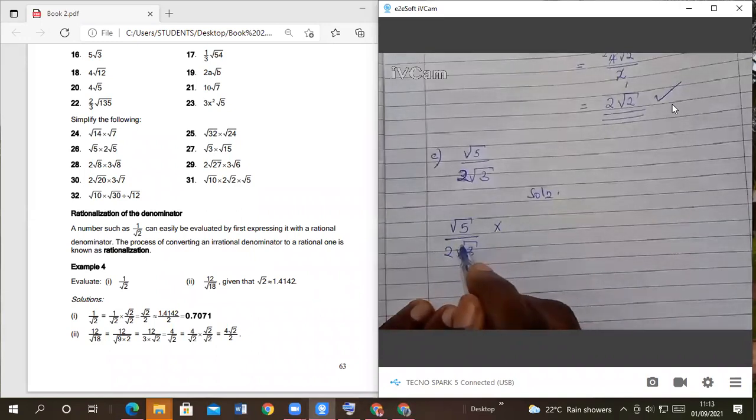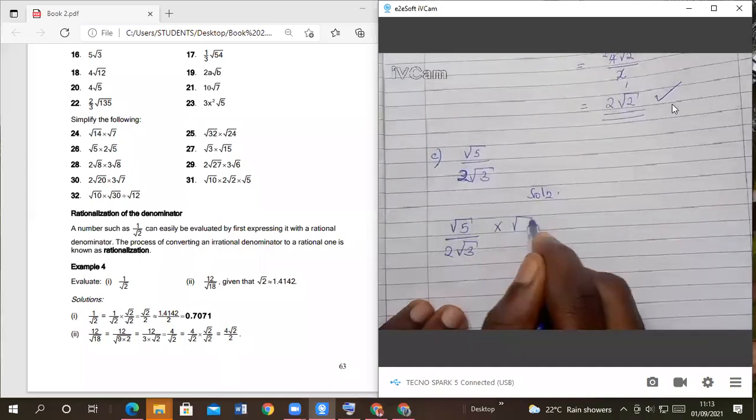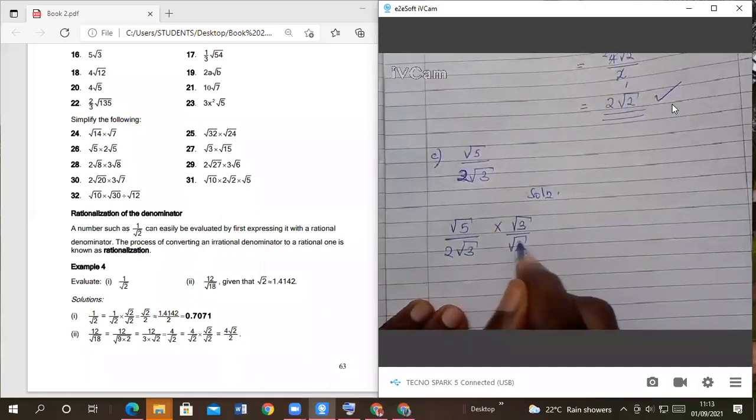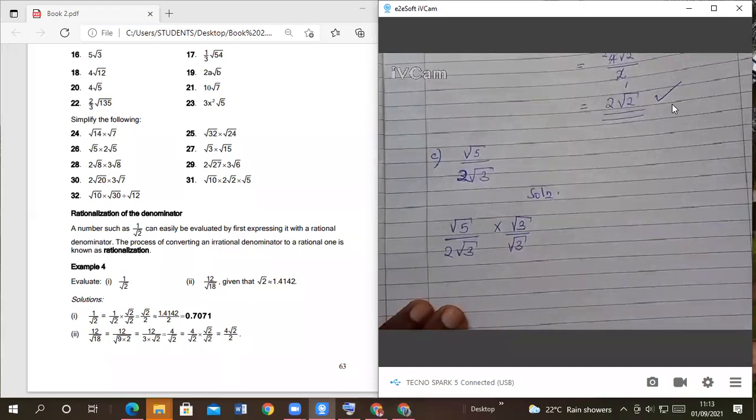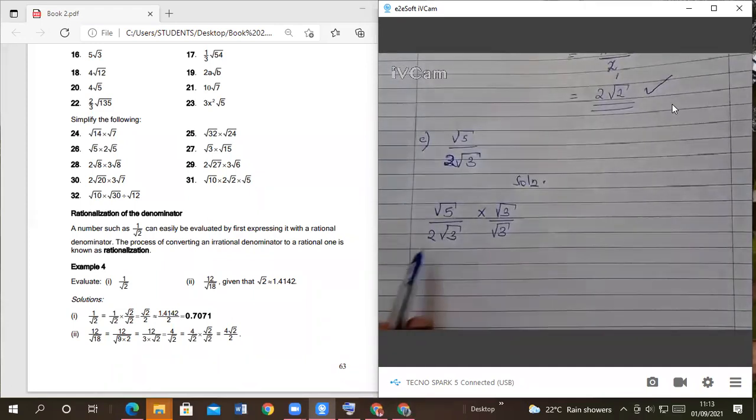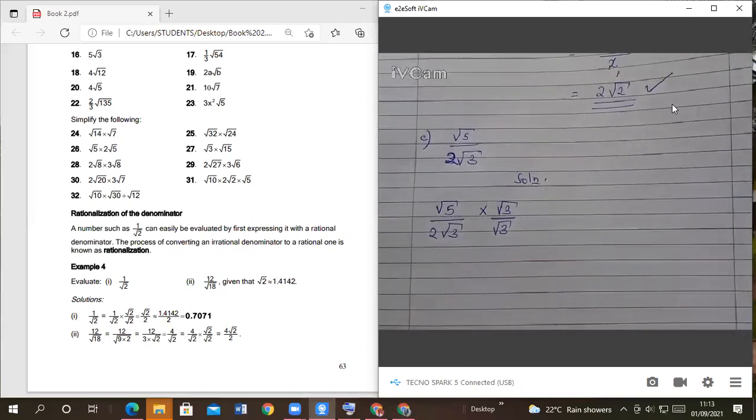We only want to remove this square root. Are you going to multiply also by these 2? We are only going to remove the square root from here, okay? So we are going to multiply all through by square root of 3. You leave this 2 because this 2 is not under the square root. Are you together?